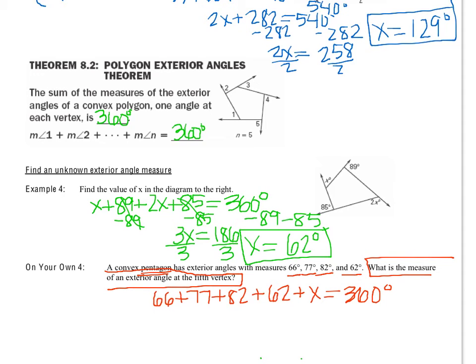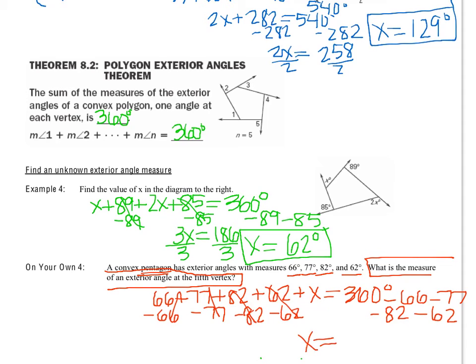So to solve that, I will subtract my 66 from both sides. I'll subtract my 77 from both sides. I'll subtract my 82 from both sides. I'll subtract my 62 from both sides, and this will leave me with just x. So if you subtract all of those, you'll find that x equals 73 degrees. And there's your answer. Let's look at the third and final page here.